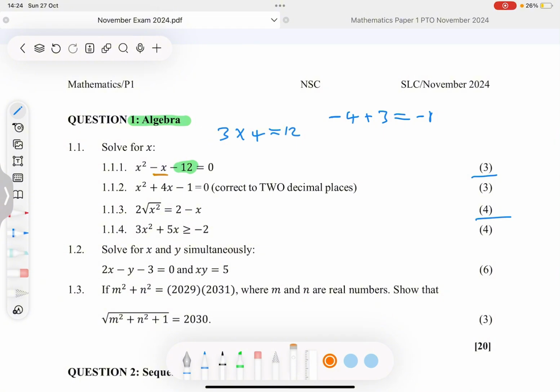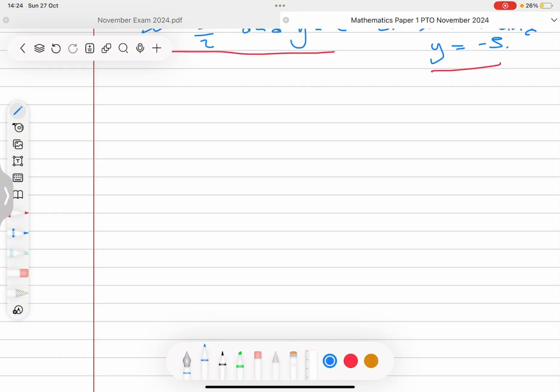Now, to begin this question, what we're going to do is take the sum that we are given, which is 1.3. I want a blue pen here. 1.3. We will take the m squared, the sum of the squares of m and n is equal to 2029 multiplied by 2031.